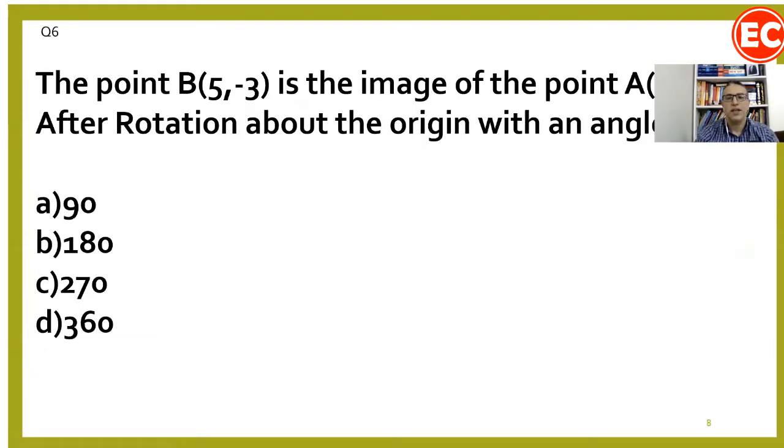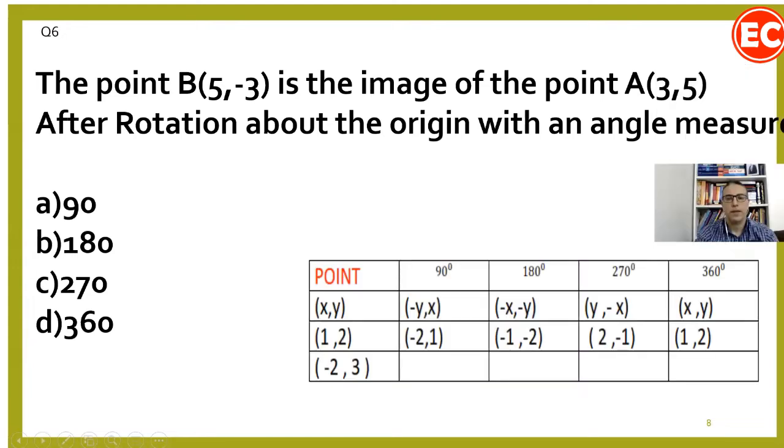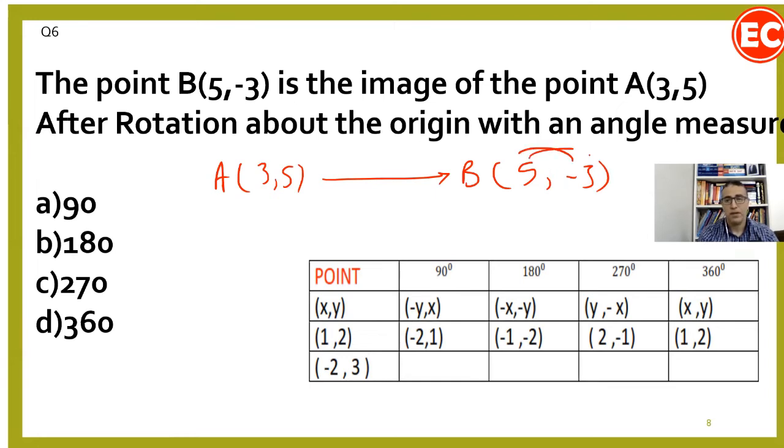Question number 6. The point B (5, -3) is the image of the point (3, 5). So where is the original? The original is A (3, 5). Its image is B (5, -3). So I did two things. I flipped them and I changed the sign of the x.